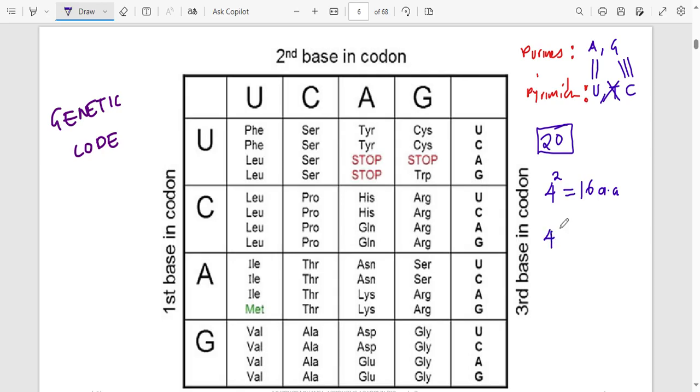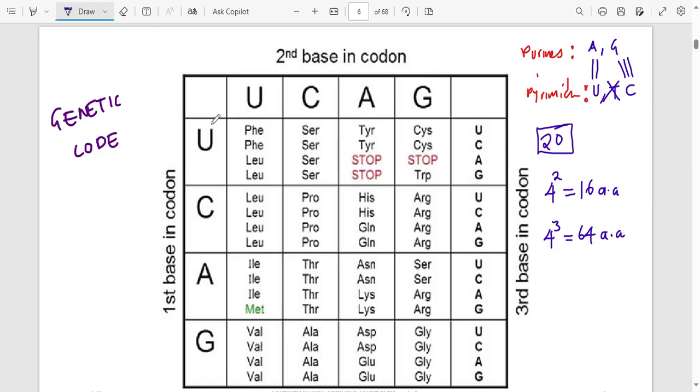How about these four bases? We start arranging them in groups of three. That is going to form 4 to the power 3, which is 64. So we're going to be forming 64 amino acids. But they said we don't have 64 amino acids. So what are we going to do? Okay, we can have more than one codon giving us the same amino acid. If you count the codons here, there are 64 codons, but we have 20 amino acids because more than one codon can give you the same amino acid.